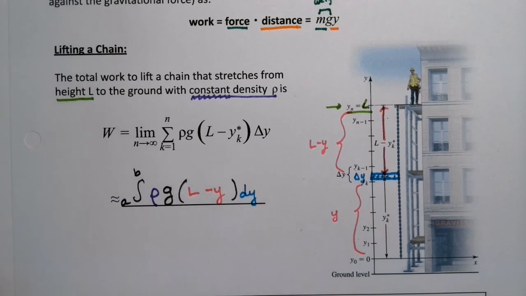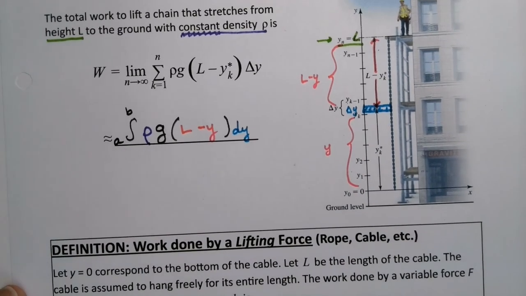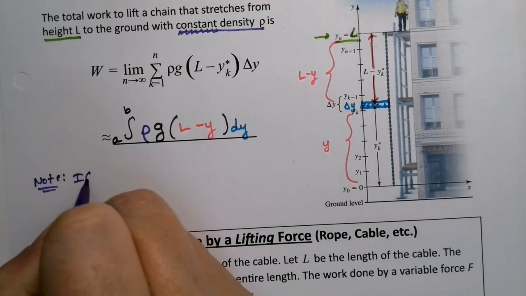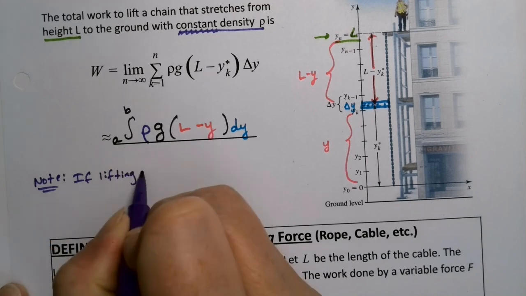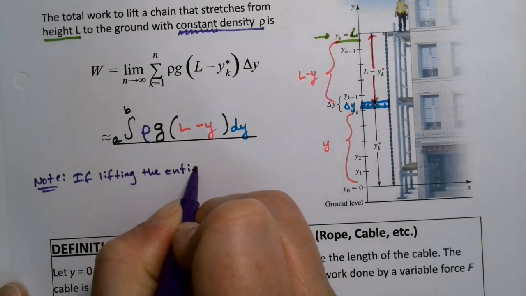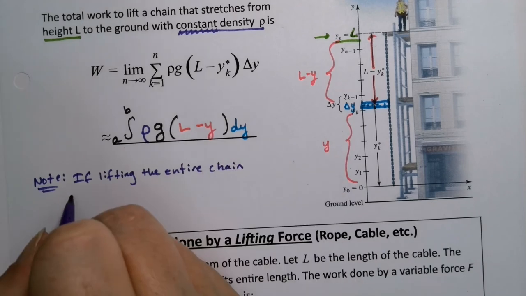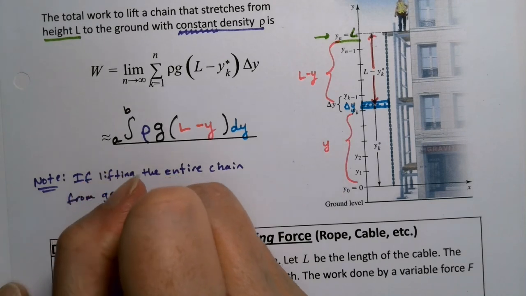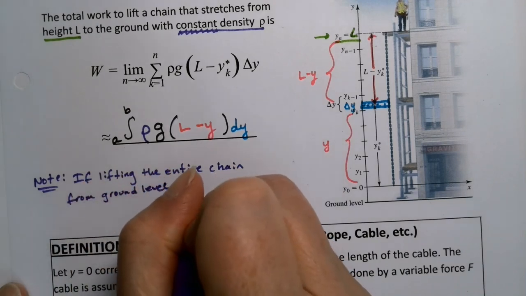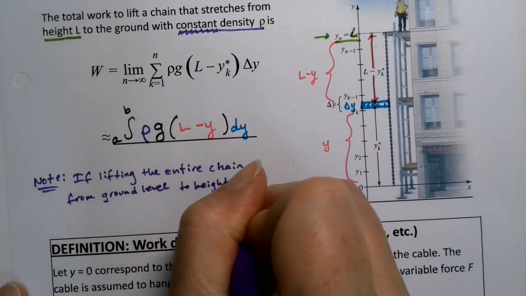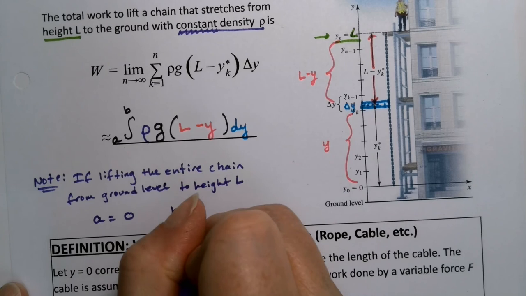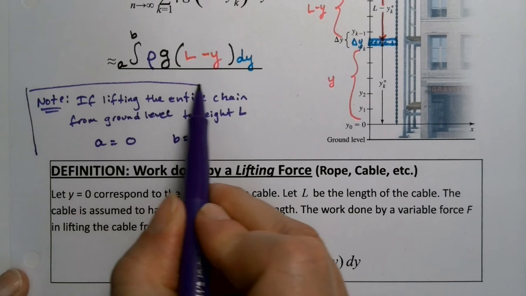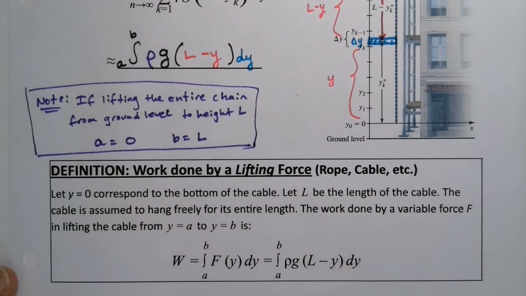Now, note, and let's just make a little note here. If you're lifting the entire chain from ground level to height L, A would be 0 and B would be L for this integral. And that integral is also written down here as the definition of work done by a lifting force.